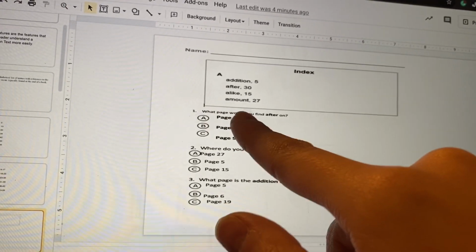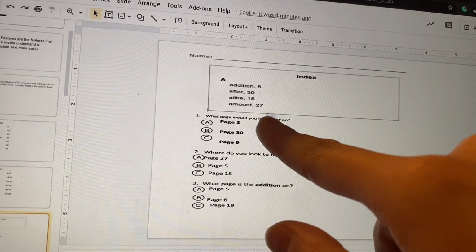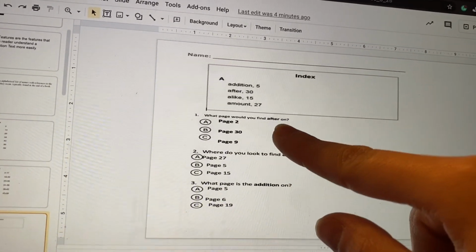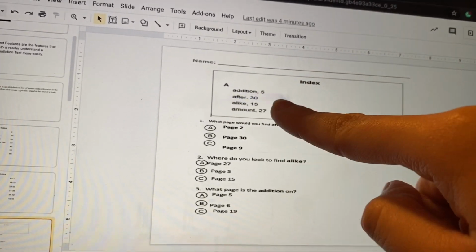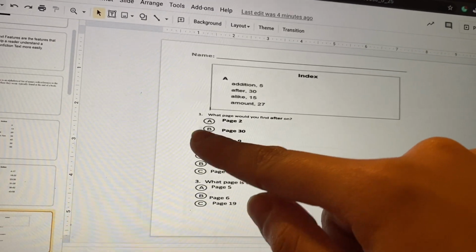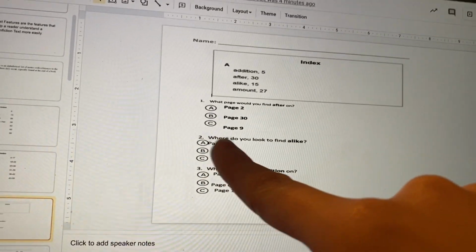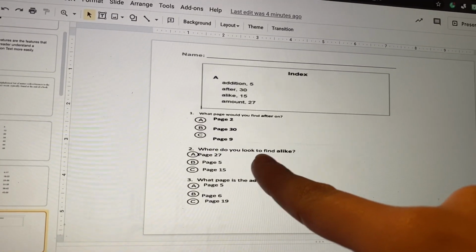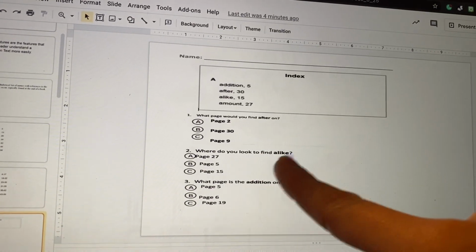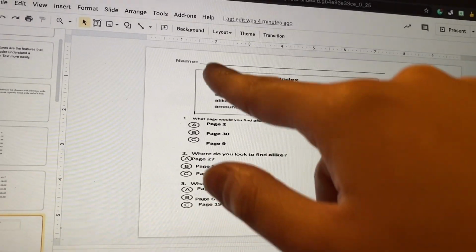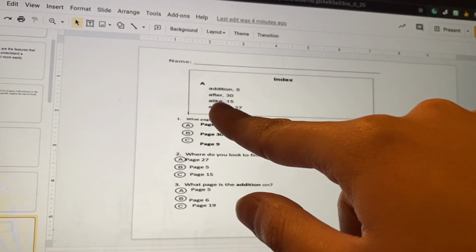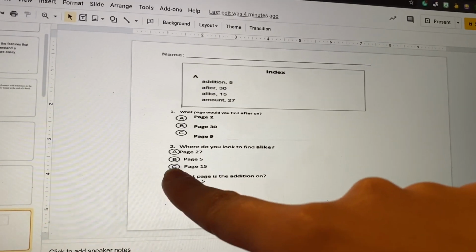So what page would you find after on? After is in bold letters, so I would underline that. Come to my index, look for after, underline it. Page 30. Bubble in the B. Where would you go to find alike? What page? Where would I look? Alike. I underline that word. I find it in my index. Underline it. 15. Bubble in 15.